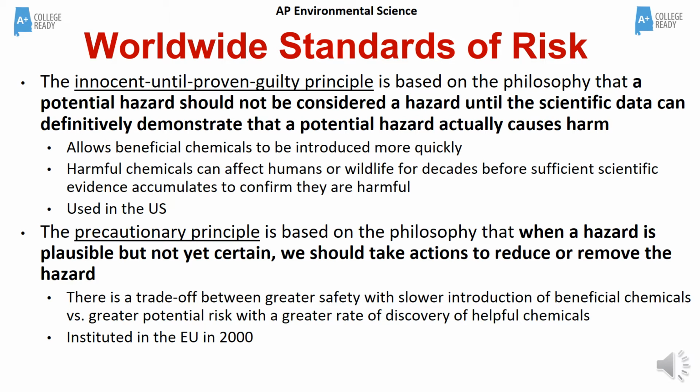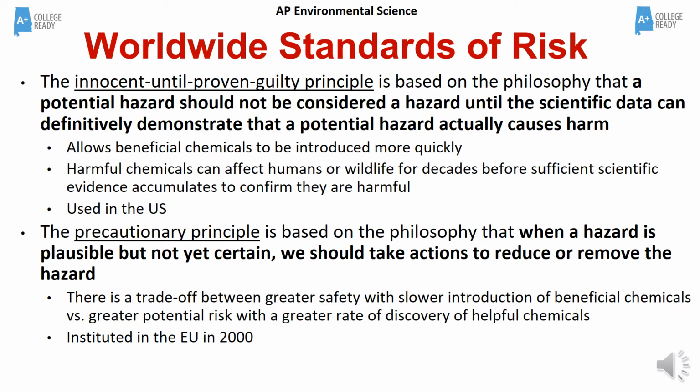There are about 80,000 registered chemicals in the world that are not regulated in the same way around the globe. The innocent until proven guilty principle is based on the philosophy that a potential hazard should not be considered a hazard until the scientific data can definitively demonstrate that a potential hazard actually causes harm. This allows beneficial chemicals to be introduced more quickly. However, harmful chemicals can affect humans or wildlife for decades before sufficient scientific evidence accumulates to confirm that they are harmful. So this is the principle that's used in the United States.